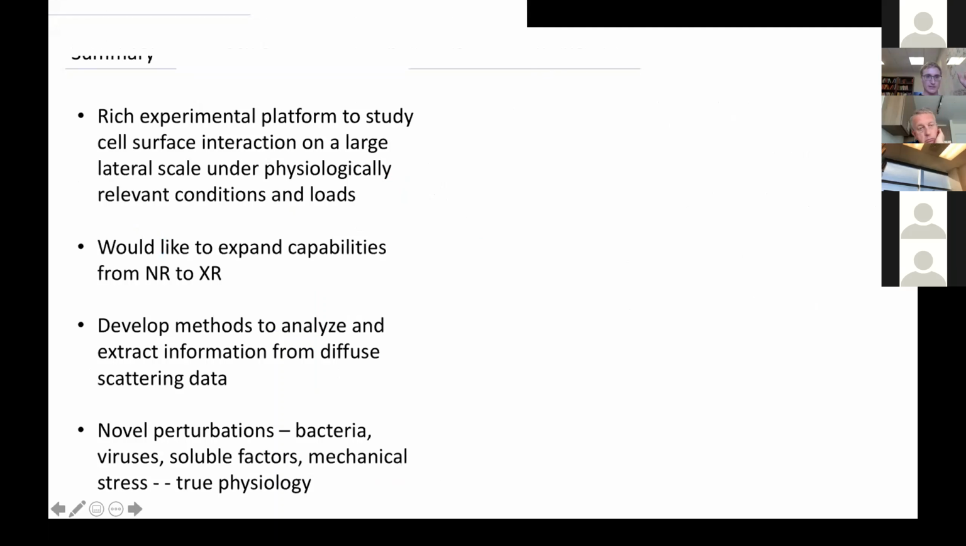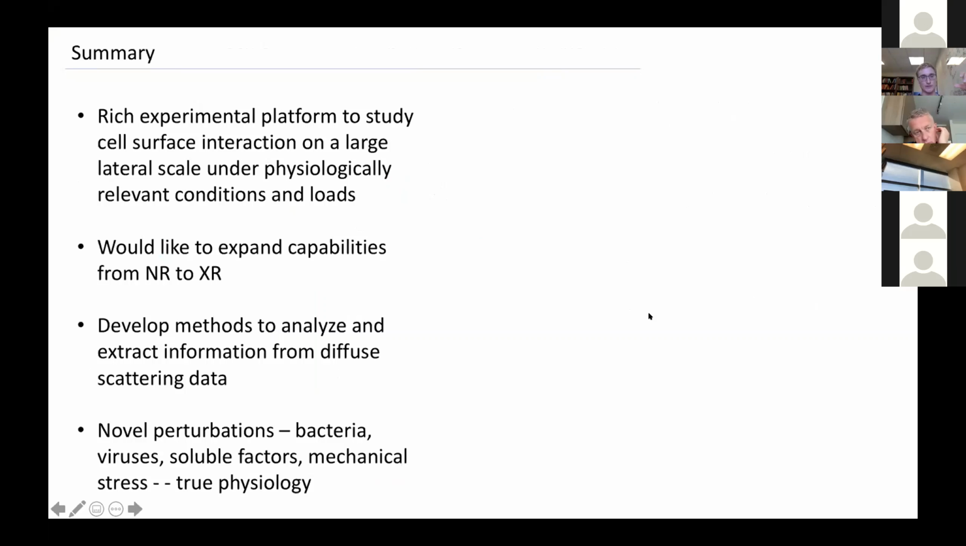So in summary, I think what we've shown is that there's a rich experimental platform to study cell surface interactions on large lateral scales under physiologically relevant conditions and loads. I think what we were able to show with the endothelial model is that biology is very complex when you scale it up, even just to a monolayer system where you can actually put physiologically relevant temperatures and loads, such as shear, on the system.